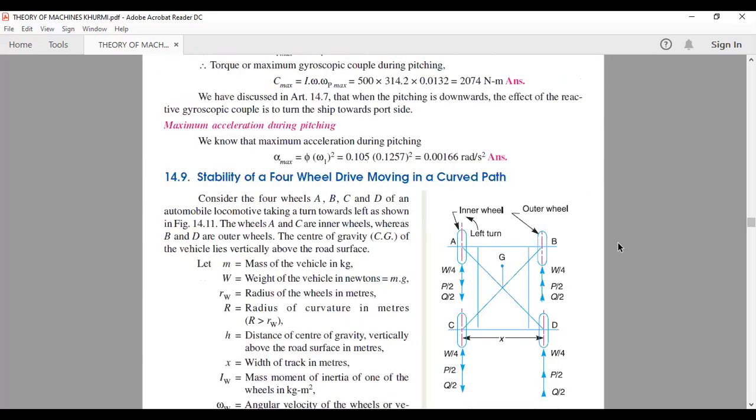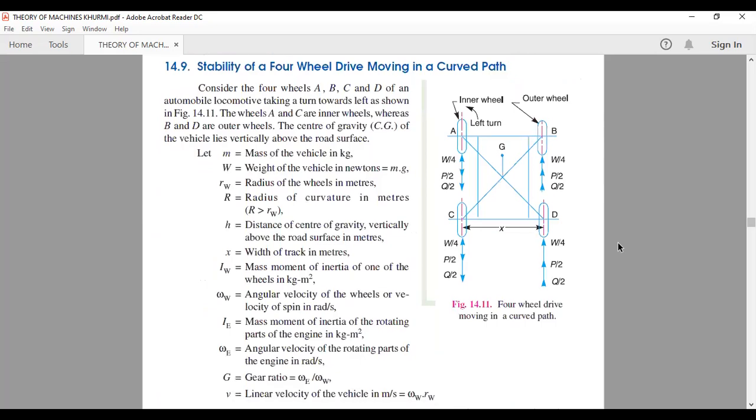Next one is the gyroscopic couple effect on four-wheeler. So in the four-wheeler, we are going to see the new formulas regarding the two cases. First one is based upon the wheels. Second one is based on the engine. So there are two models which we are going to see.